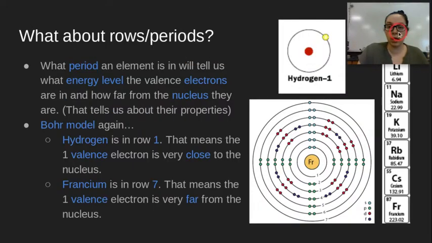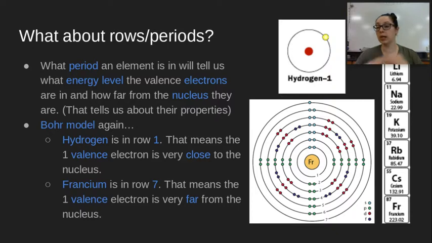Okay, let's talk about rows, and the rows or the periods. They are horizontal groups. What period an element is in will tell us what energy level the valence electrons are in and how far from the nucleus they are. That tells us a lot about our properties. So we're going to focus on the Bohr model. Remember, the Bohr model shows us the kind of rings and where electrons are in rings, but we all know that that's not really the case when it comes to the actual model of an electron.